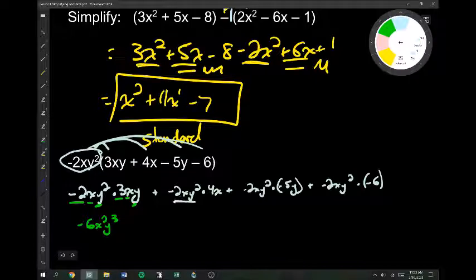I'm going to do these two. Well, negative 2 times 4 is negative 8. X times x is x squared. Y squared just stays y squared.